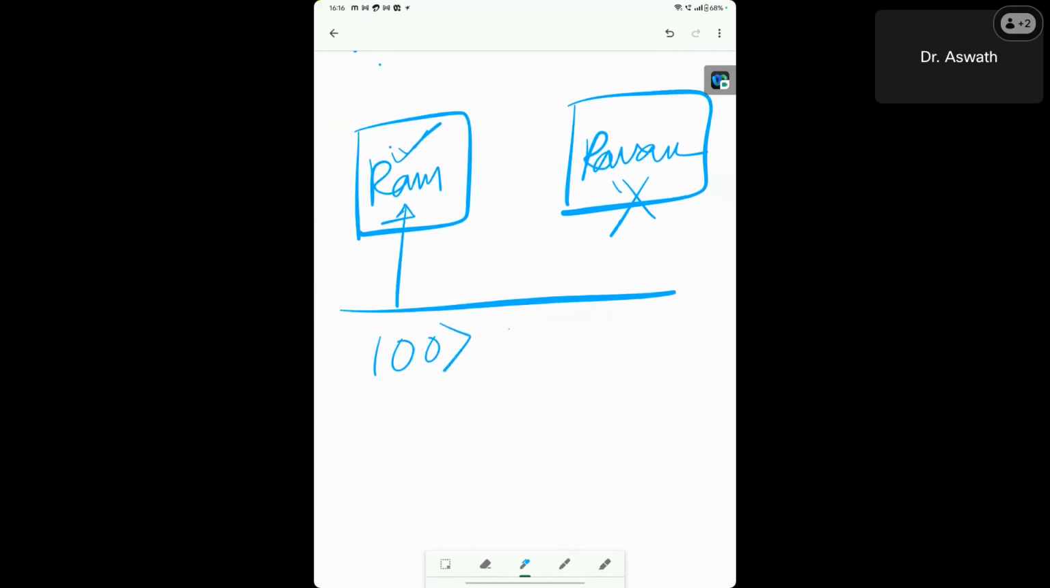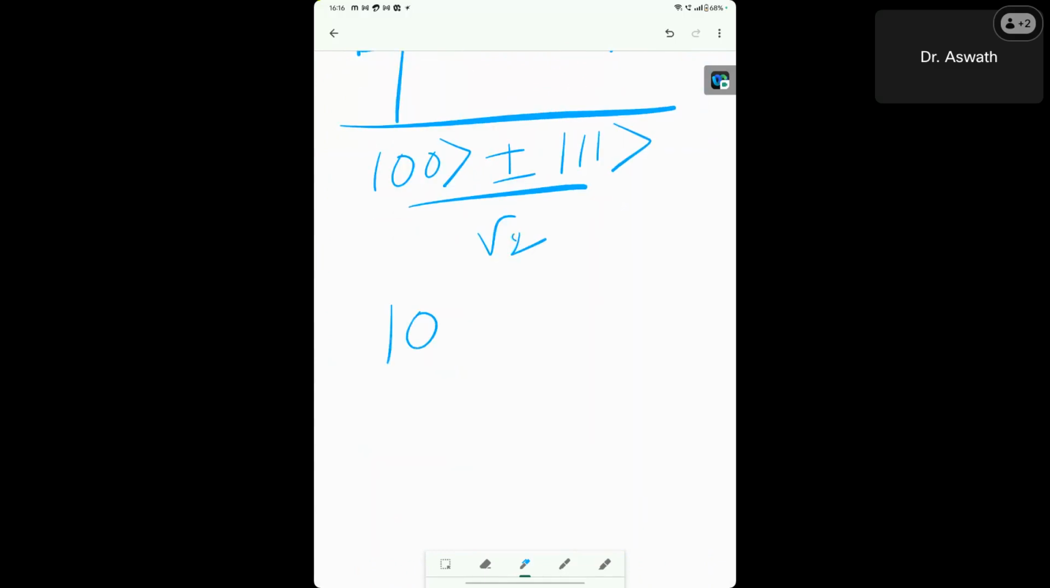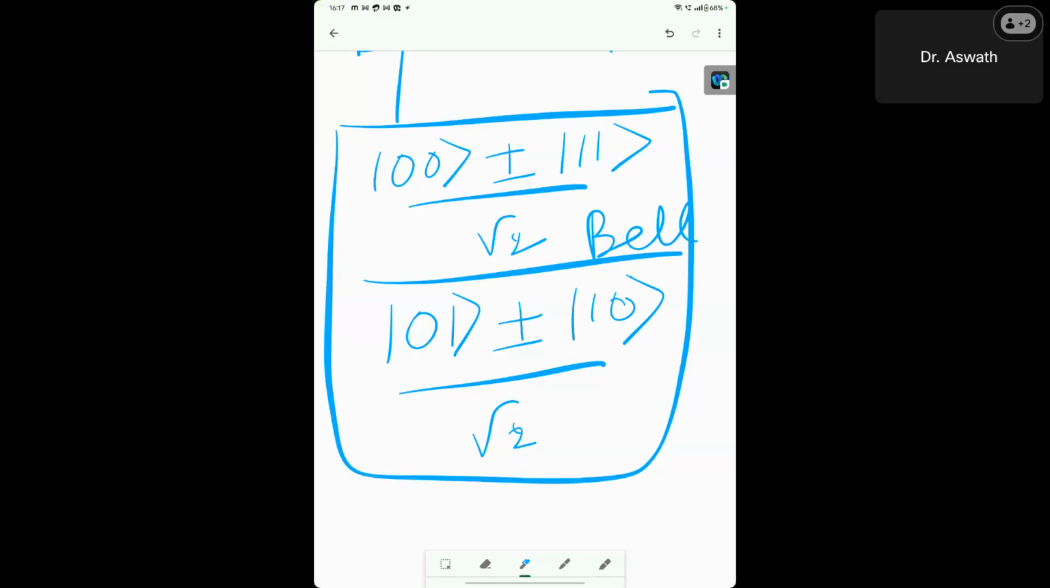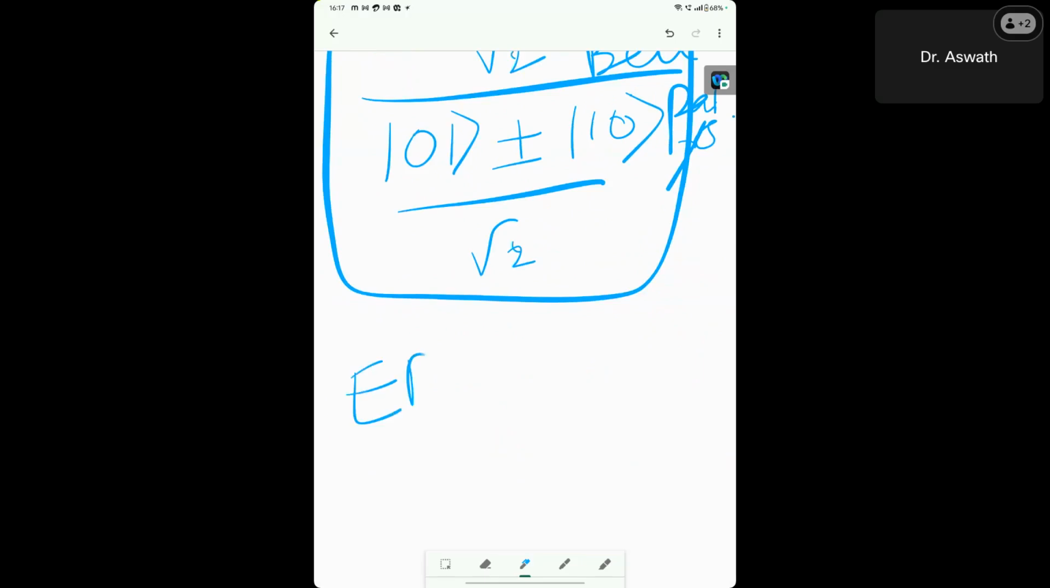One is 00 plus 11 divided by square root of 2. I can have a relative phase. There is one more quantum state, 01 plus 10. Just now we saw that with the negative sign also I can create a quantum state. So there are four entangled quantum states possible with two systems. These are called Bell pairs, or also EPR states. Einstein, Podolsky, and Rosen, these three people contributed a lot to entangled systems, so they are called EPR states.